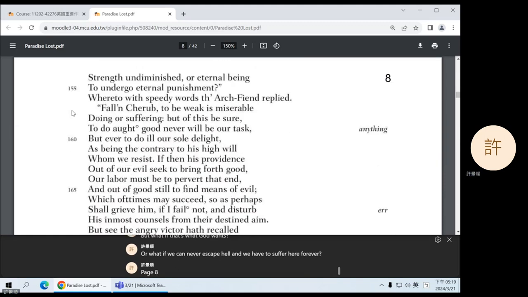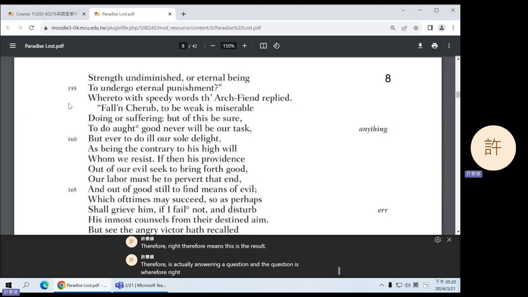Page 8. Line 156. Whereto? Okay, let's talk about this word, whereto. You guys know the word therefore, right? Therefore means this is the result. Therefore is actually answering a question. And the question is, wherefore, right? Wherefore is the question, therefore is the answer. So wherefore means why.